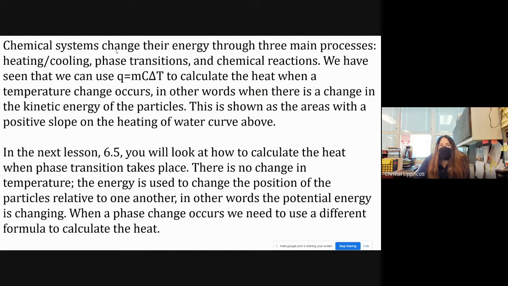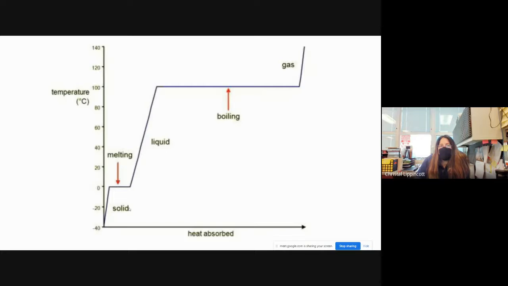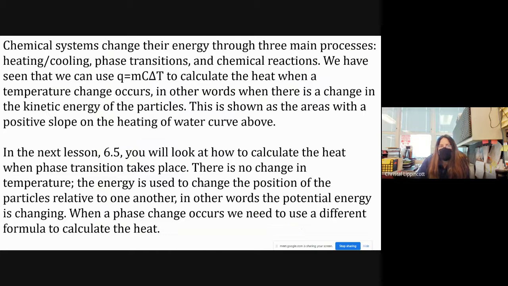Okay. Chemical systems change their energies through three main processes, starting with heating and cooling transitions. So you can use this formula to figure out any time in this transition, or this transition. Why doesn't that formula work here and here? Multiply by 0. Right, your temperature is not changing, so therefore that formula will not work for you. We're going to look and see what we're going to do during those phase transitions in just another minute or two. Okay, so we have to use something different to calculate the heat that's being applied there.